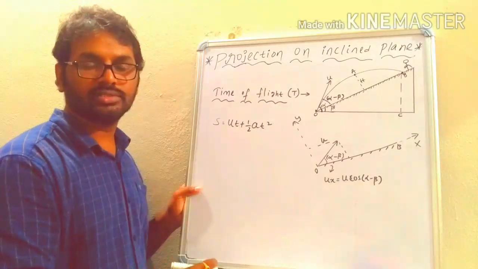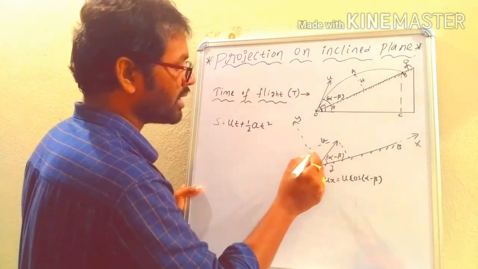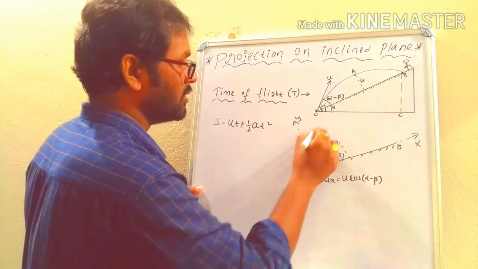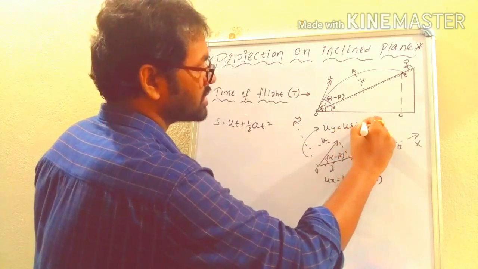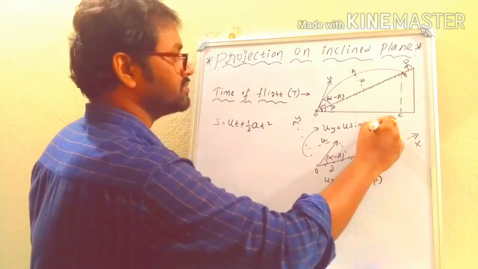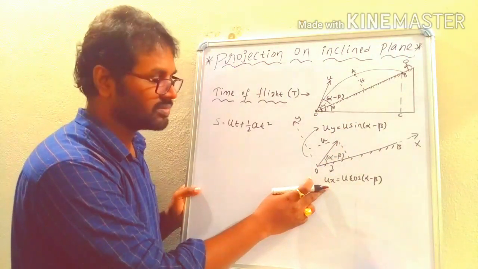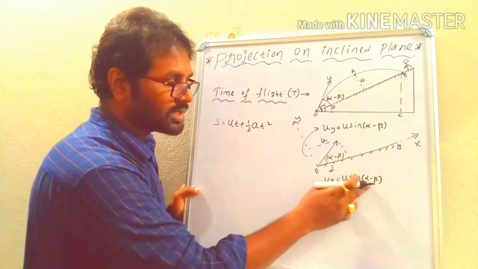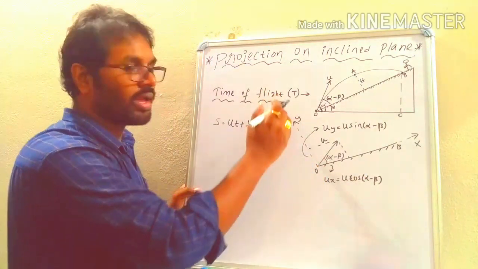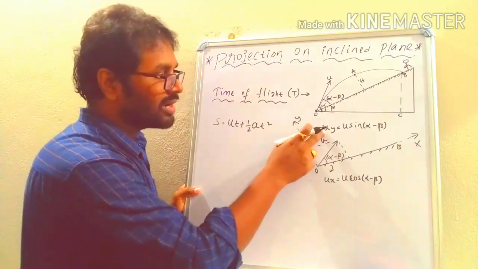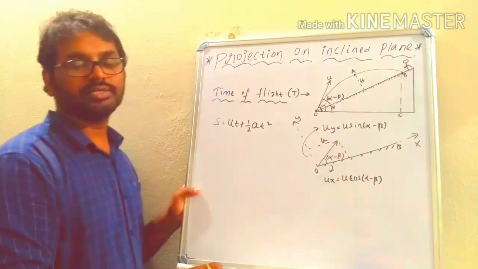Similarly, along the y direction, the initial vertical component of velocity, which is named uy, comes as u sin(alpha minus beta). How much is the horizontal component of velocity initially? It is u cos(alpha minus beta). And along the vertical direction, or along the y-axis, the initial vertical component of velocity uy is equal to u sin(alpha minus beta).